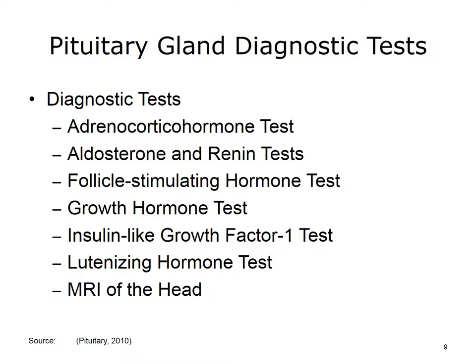Physicians conduct a variety of clinical tests to diagnose pituitary disorders and diseases. Examples of these tests include adrenocorticotropic hormone, aldosterone and renin test, follicle-stimulating hormone test, growth hormone test, insulin-like growth factor 1 test, luteinizing hormone test, and magnetic resonance imaging, or MRI, of the head, which is a radiological examination.